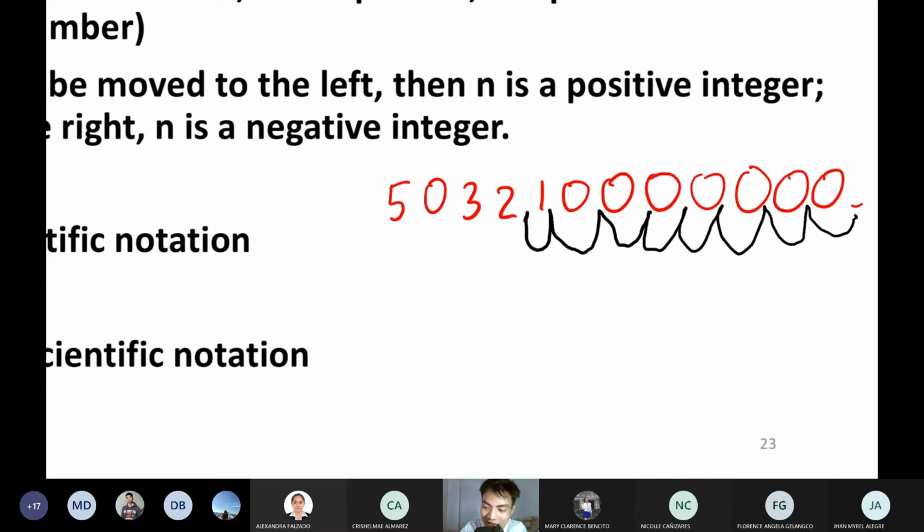Hindi pa, no? Siyam. Ay, teka lang. Tama ba? 9 na ba to? Pwede na ba ako huminto dito? Nawala ako eh. Hindi pa rin. 503 yan eh. 503.21. O, tuloy pa. Pwede na ba yan? Hindi, no? 50.321 yan eh. Urong ka pa. Yan. Pwede na ba yan? Pwede na. Okay? Diyan na yung decimal point ko, kasi 5.0321 na yan.